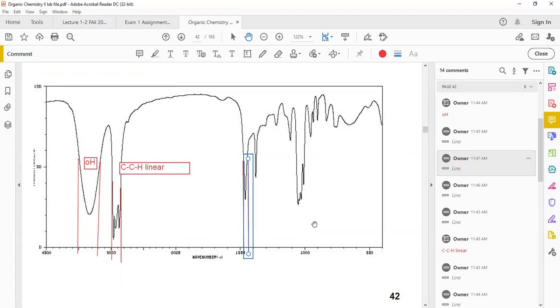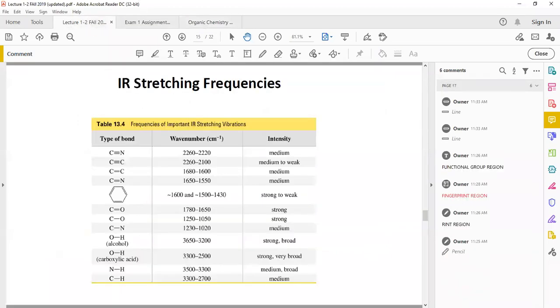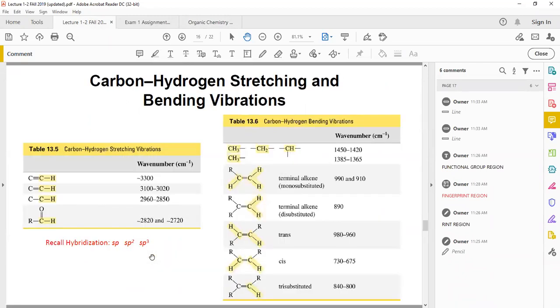It can be some kind of CCH, CC, let me look in the other table here when we have a carbon-carbon double bond. Okay, we have bending vibrations in between 1450 to 1420 for CH. And we have below 3300, this kind of a stretching here, or I mean, this one go a little bit more.